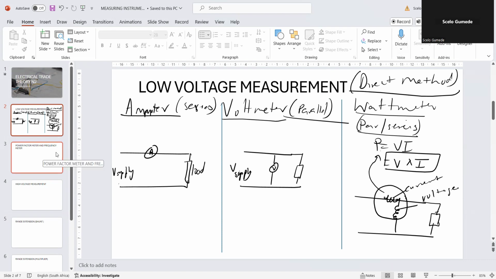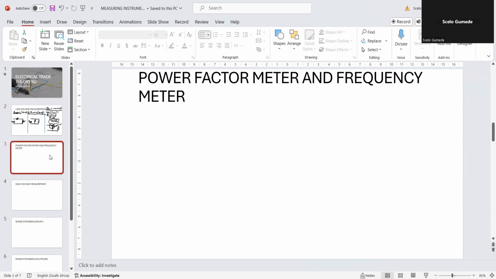Now, let us look at a power factor and frequency meter. How do we measure a power factor, and how do we measure our frequency? Now, a power factor meter, please go to page 205. That's where we are going to learn the diagram of the power factor meter. I'm not going to draw it here, but why I wrote this on its own is that a power factor meter helps us to measure power factor.